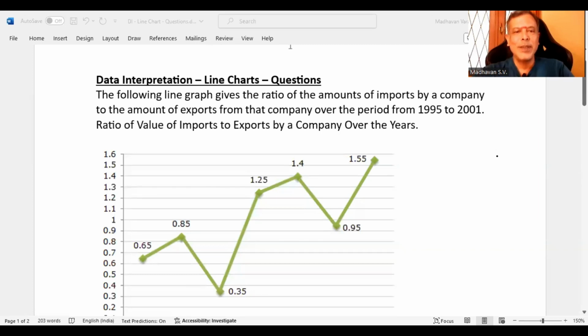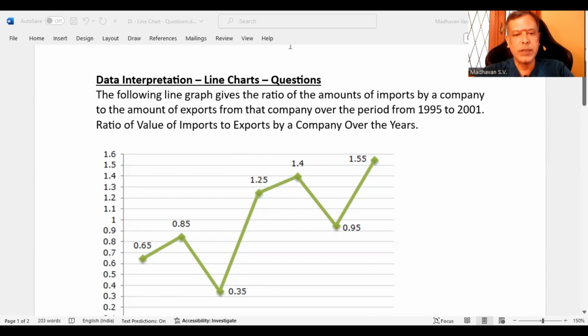Hello everyone. In continuation with our quantitative aptitude, the next topic we are going to see is data interpretation based on line charts. The following line graph gives the ratio of the amounts of imports by a company to the amounts of exports from that company over the period from 1995 to 2001. Ratio of value of imports to exports by a company over the years. That is the title of this graph.